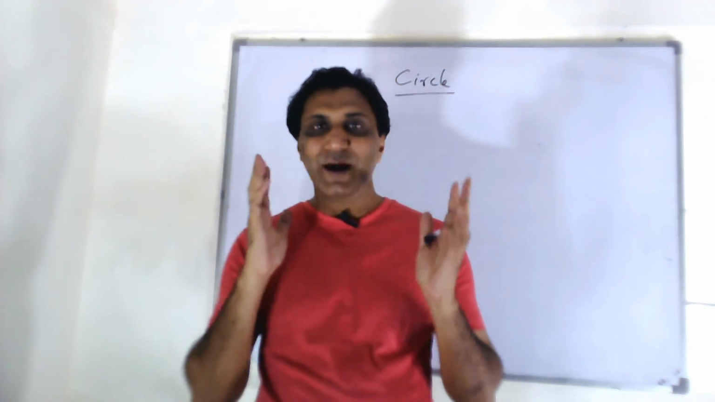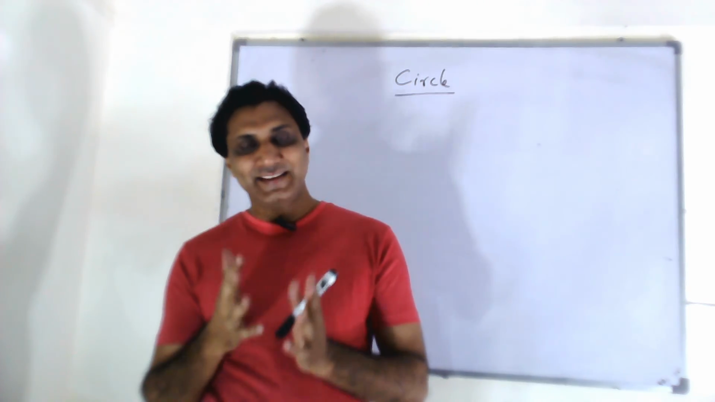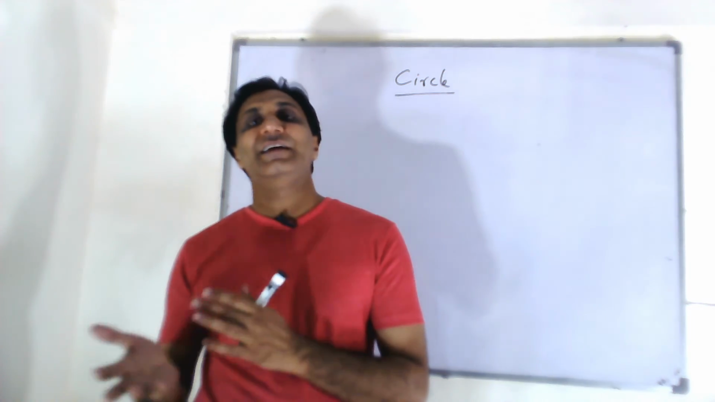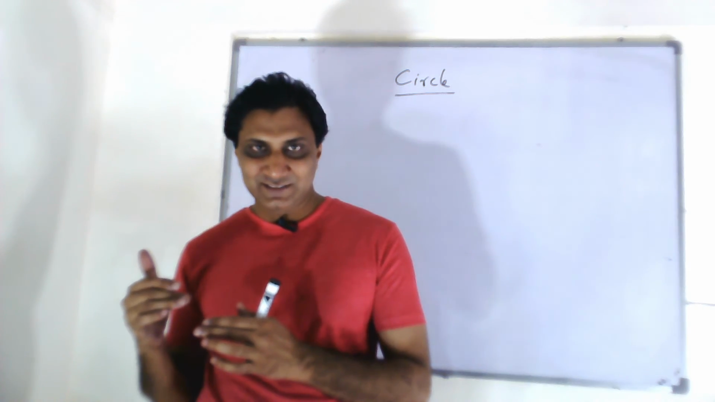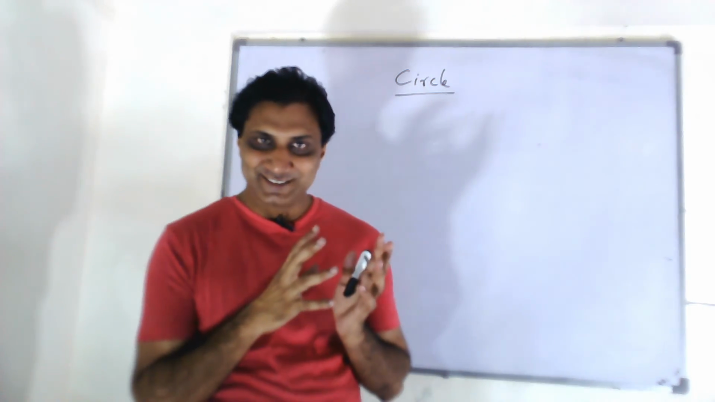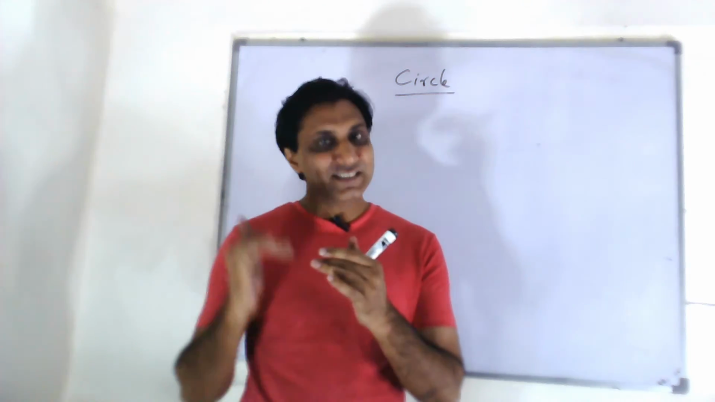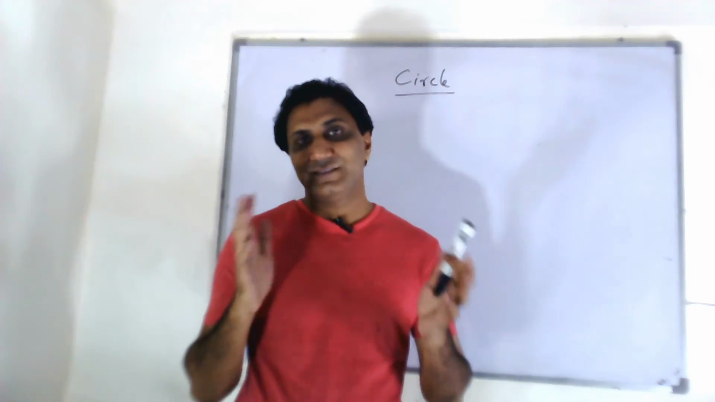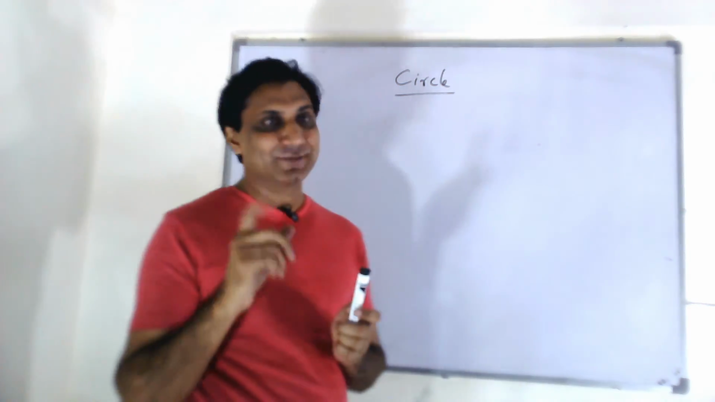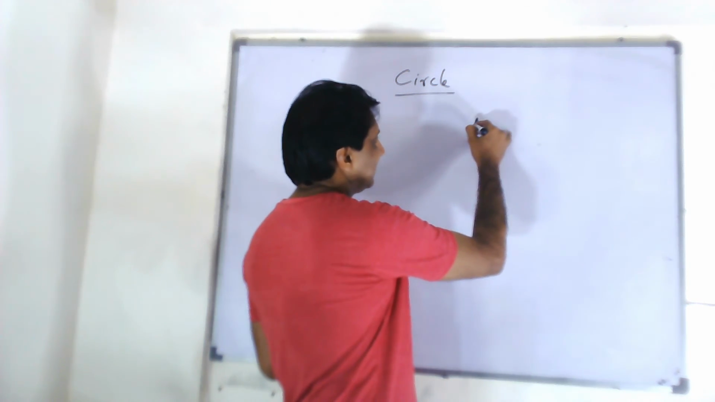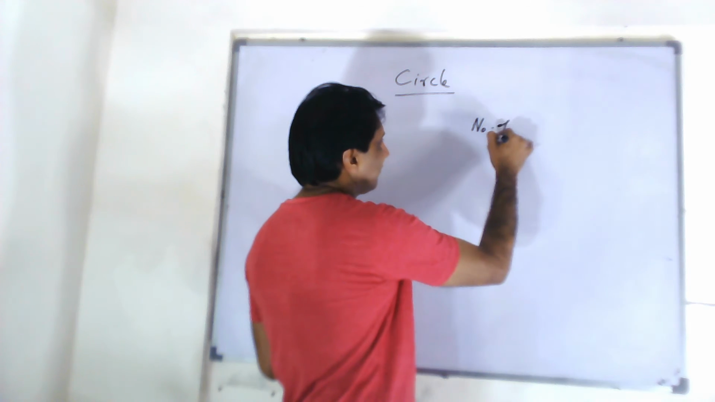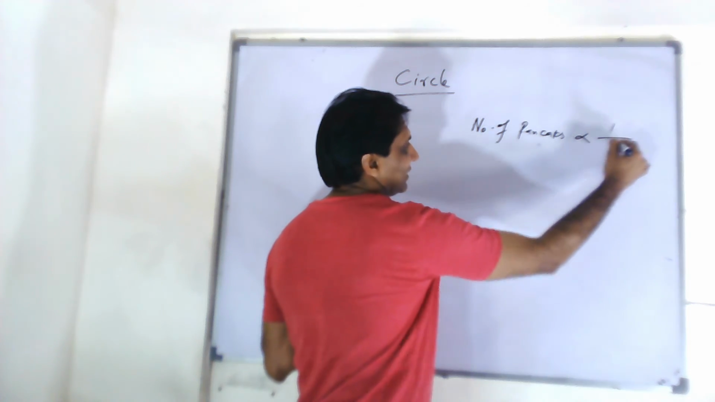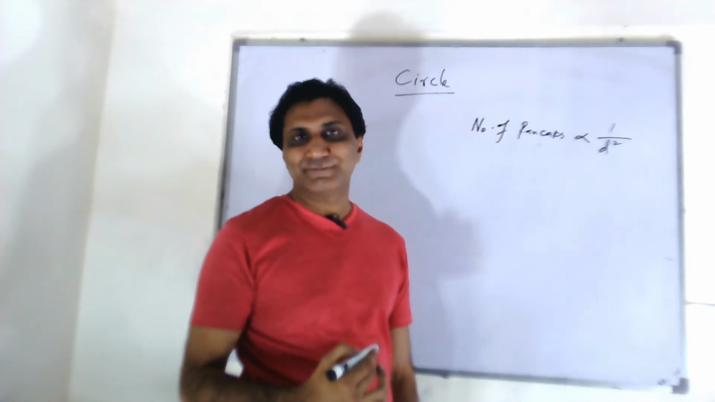So now you have to memorize this, that the number of pancakes is inversely proportional to the square of the diameter. As the square of the diameter increases, the number of pancakes decreases. As the square of the diameter decreases, the number of pancakes increases, of course. They are inversely proportional, but the diameter should be squared. So the relationship will be this: the number of pancakes or whatever circles is inversely proportional to the diameter squared.